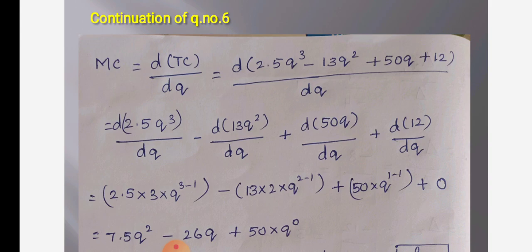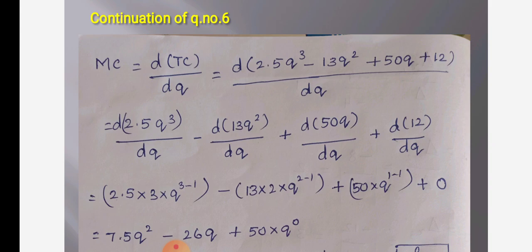Again, individually you can differentiate. 2.5 will remain as such. Q cube, the power 3 will come to the front, that is, will become the coefficient. 2.5 into 3, q cube will become q square, that is 3 minus 1. Again, minus symbol. 13, you can write it as such. This q power 2, this power comes to the coefficient, that is 13 into 2. Q square will become what? Q to the power 1. Again, write the plus symbol. 50, you can write it as such.